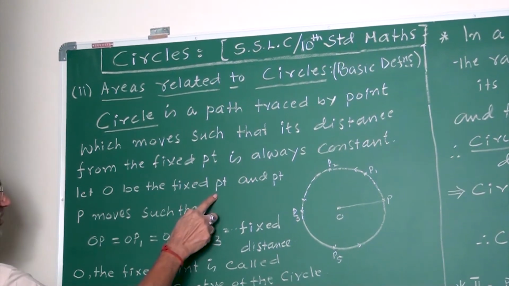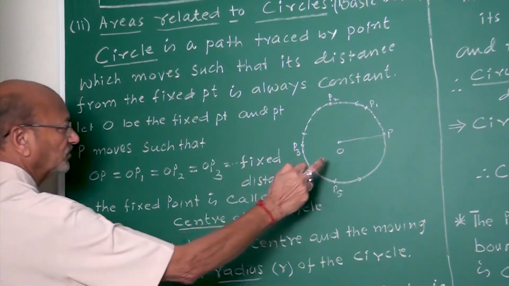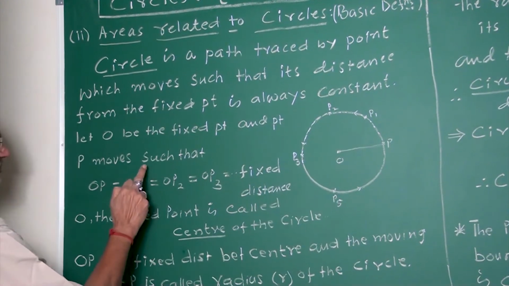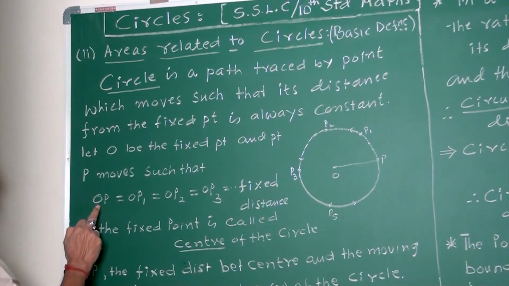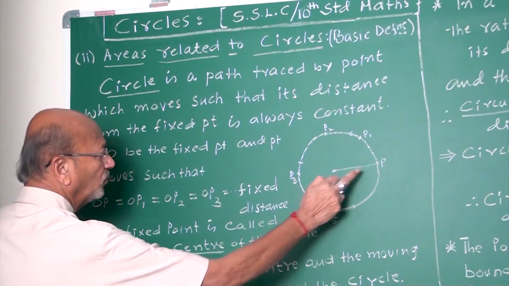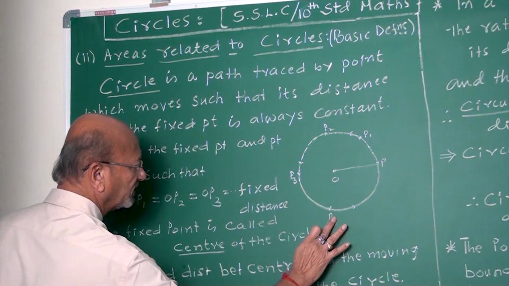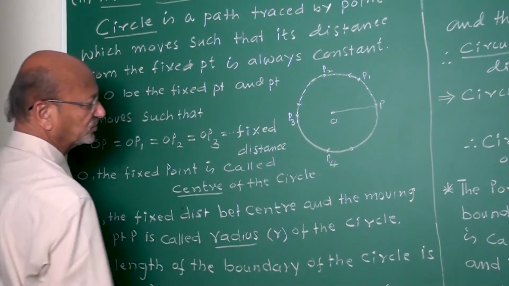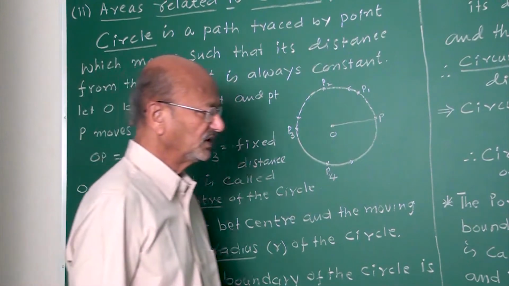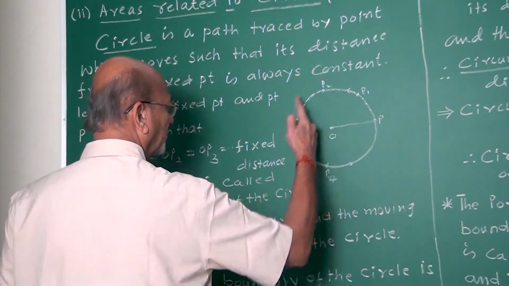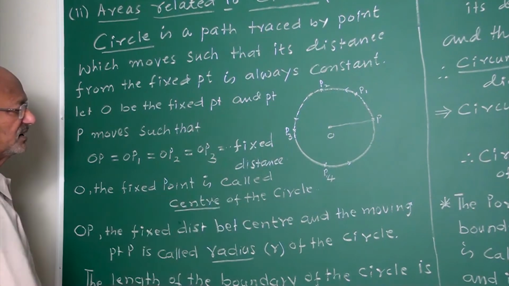Let O be the fixed point and P the point which moves such that OP equals OP1 equals OP2, OP3, OP4, OP5, like that. This distance is fixed. In that case, the path traced by P is a circle.